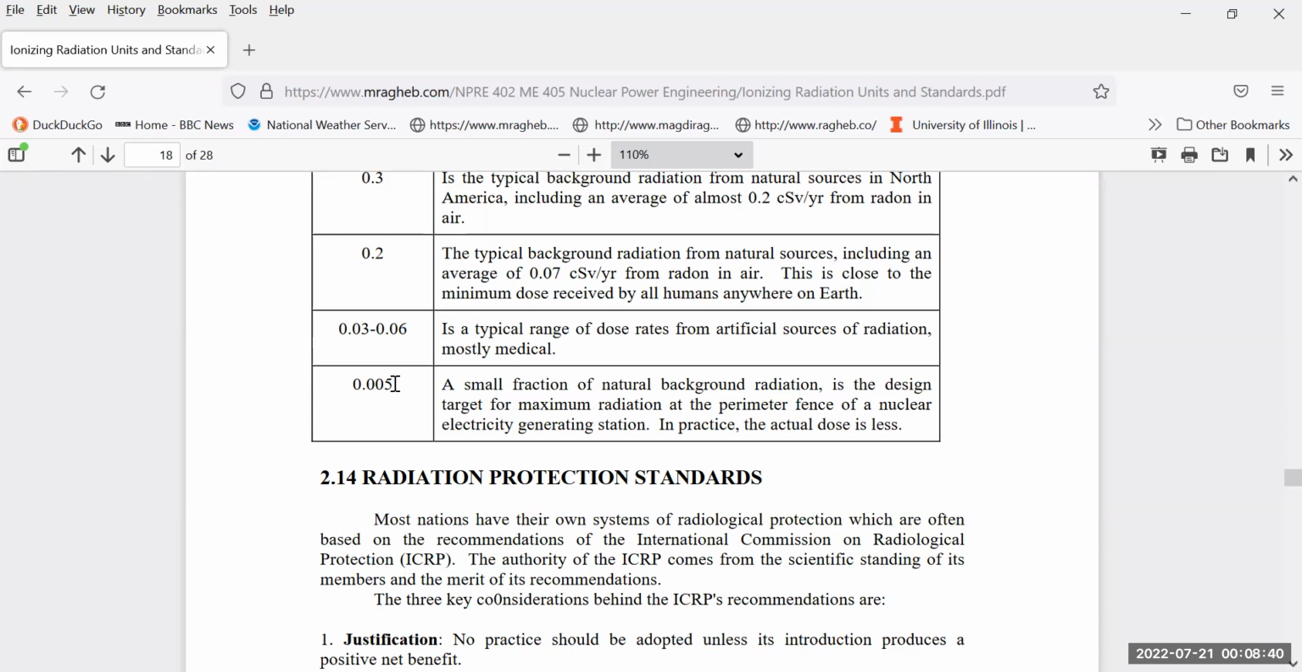0.005 millirem per person per year, a small fraction of the natural radiation background, is used as a design target for maximum radiation at the perimeter fence of a nuclear electricity generating station. In practice, the dose is even less, but this is considered as the upper limit.